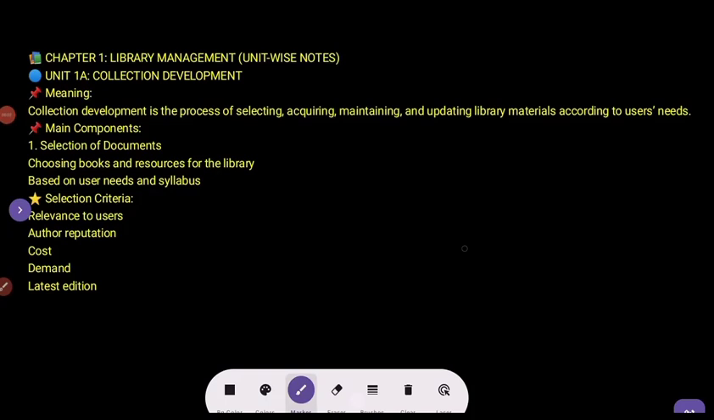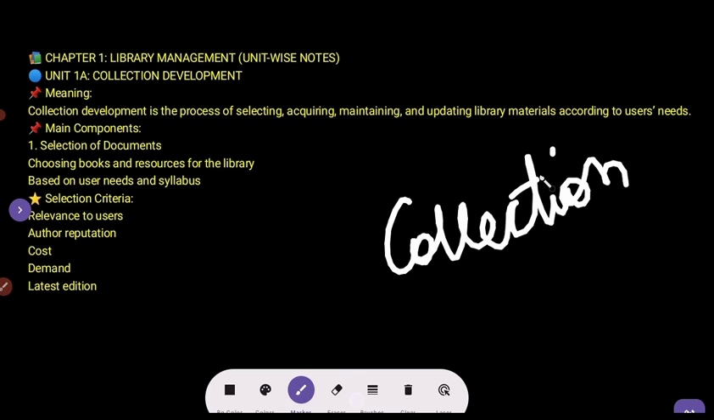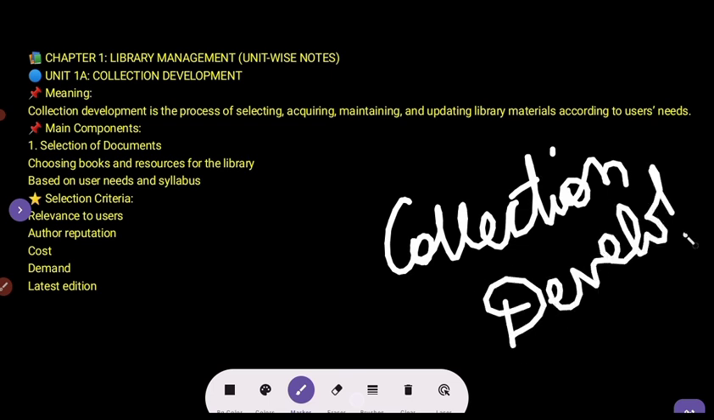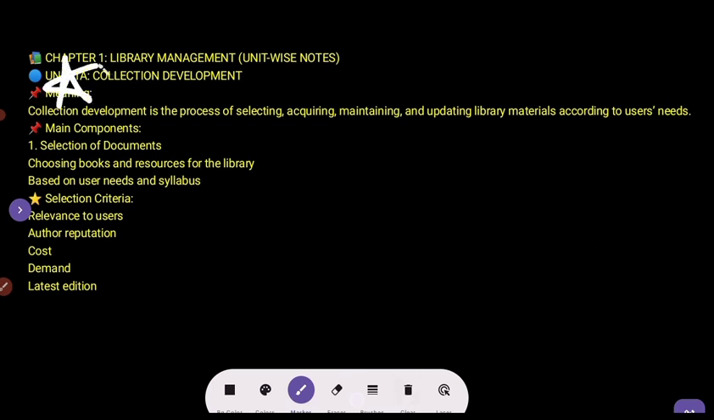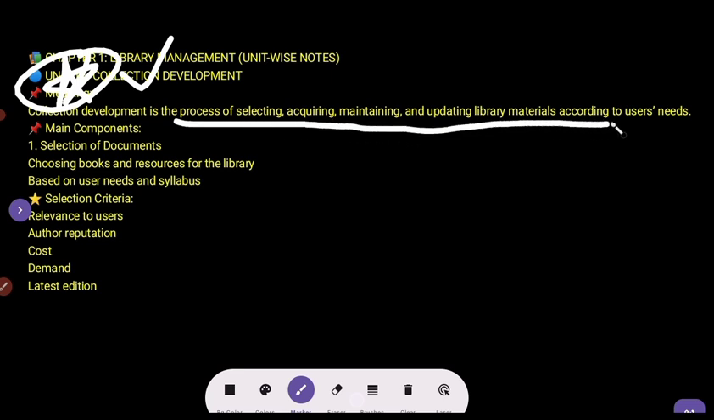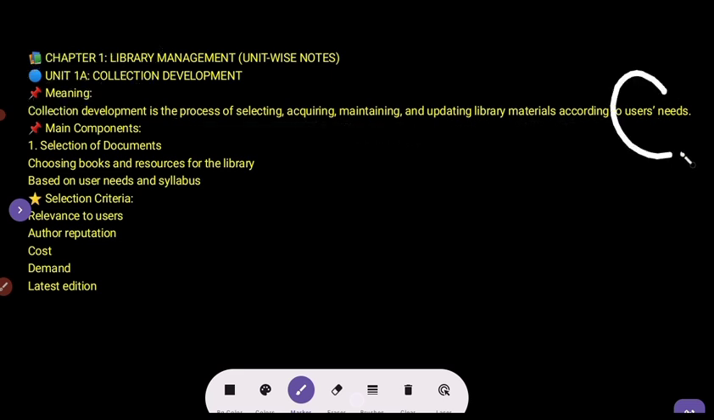Let's talk about this part, right? And which part specifically we are going to look at is our library management, which we will look at unit wise. Unit A is your collection development. Collection development is a very important meaning. Remember this: it is the process of selecting, acquiring, maintaining and updating library material according to users' need.